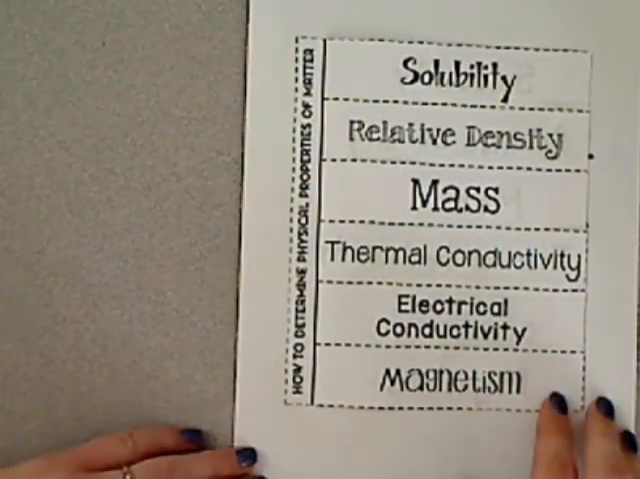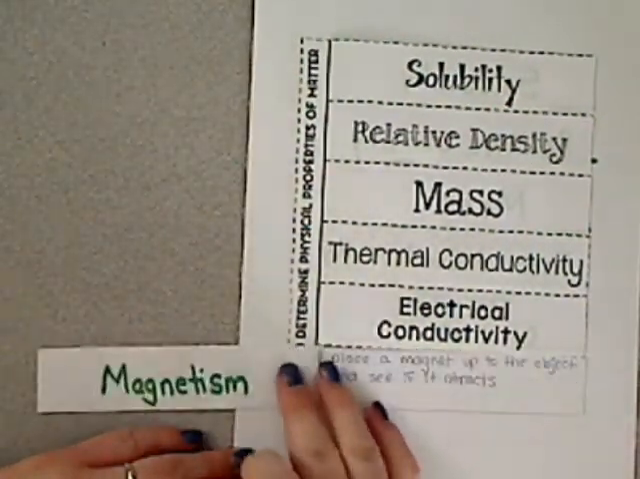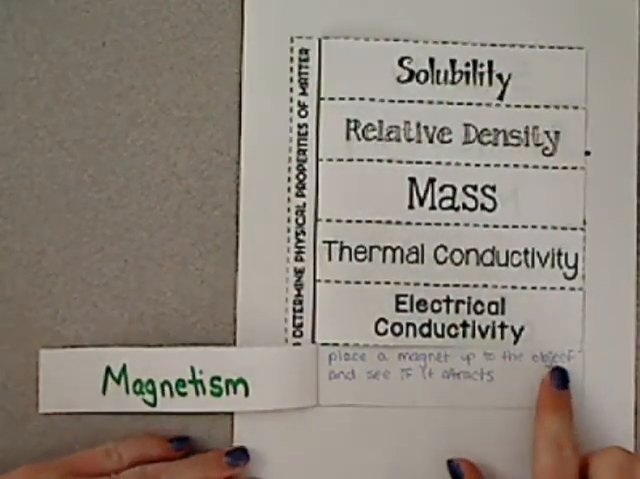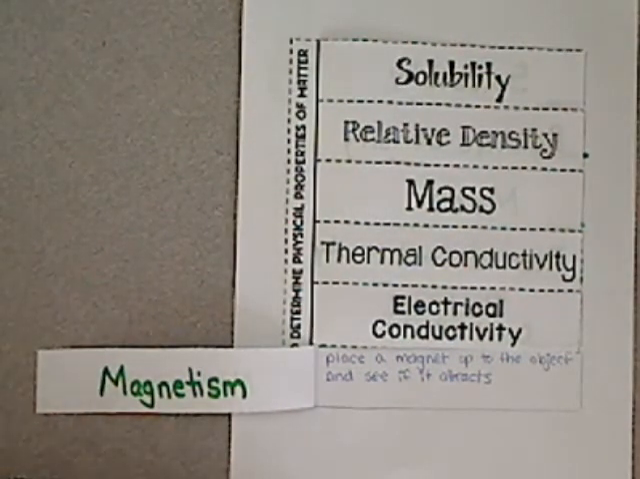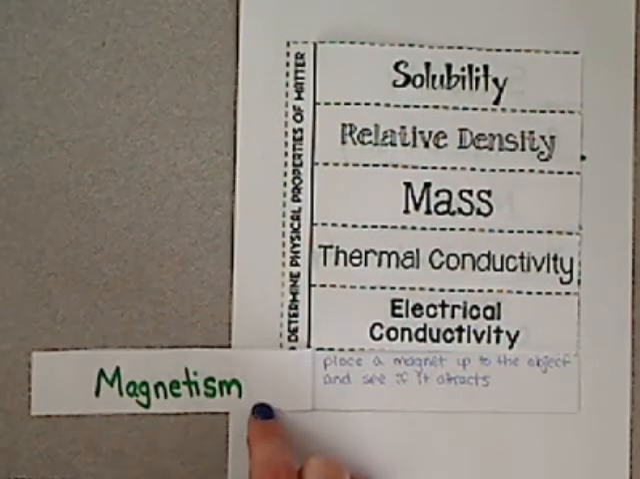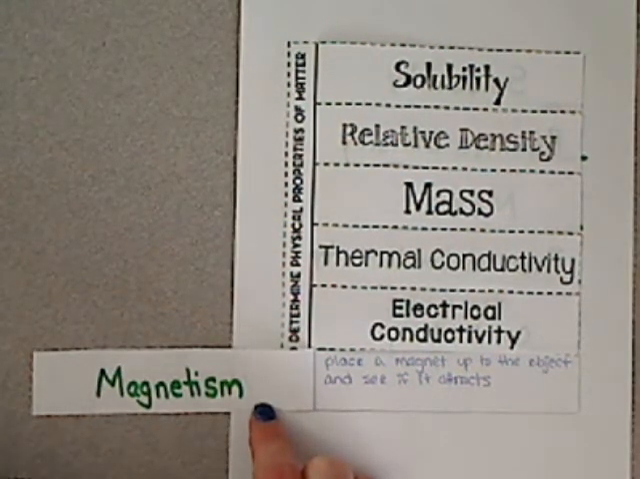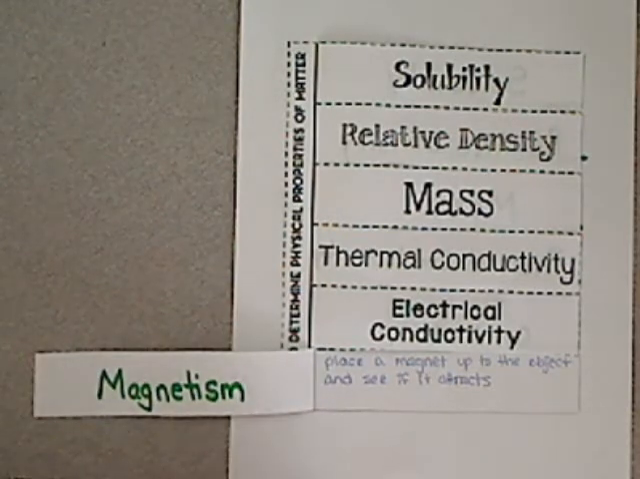And the last piece we're going to look at is magnetism. Now for magnetism, you simply place a magnet up to the object and see if the magnet is attracted to it. Now, magnetism involves the amount of iron within a substance. If the substance or the matter does not have iron in it, it is not going to be magnetic.